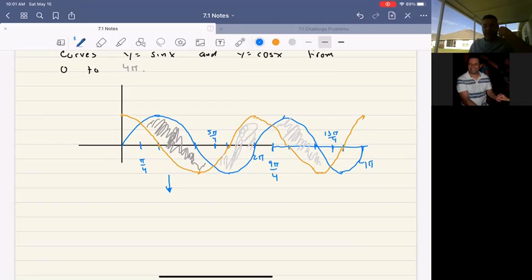Another thing is we can pretty much see that all these 3 areas are going to be the same, but I want to write down the integral. Here, this is the integral from pi over 4 to 5 pi over 4, and which one is above? Sine of x minus cosine of x.